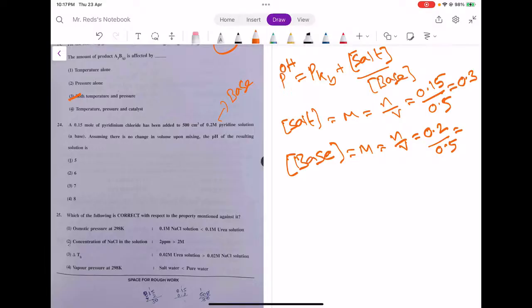0.2 moles. Okay, 1 minute students. Sorry. Molarity, number of moles by volume. Here this one.